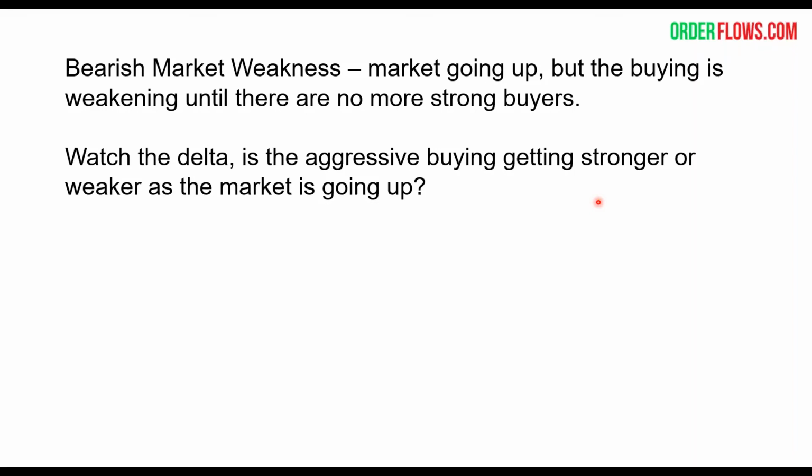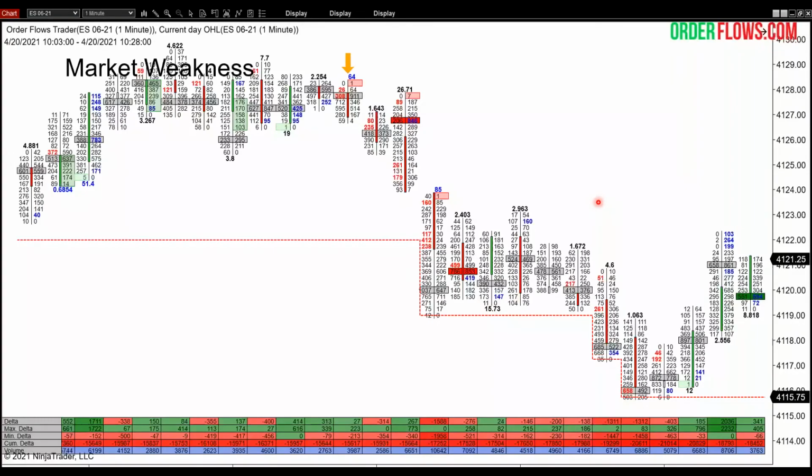A market has been going up and up, but the buying is weakening until there's no more aggressive buyers. And if there's no more aggressive buyers in the market, what's going to happen to the market? Well, there's no one lifting the offers, so the market's not going to go any higher. So watch the deltas. Is the aggressive buying getting stronger or weaker as the market keeps going up? So here's a sign of market weakness. Market went up off the low, this red line is the low, then just sort of went sideways.